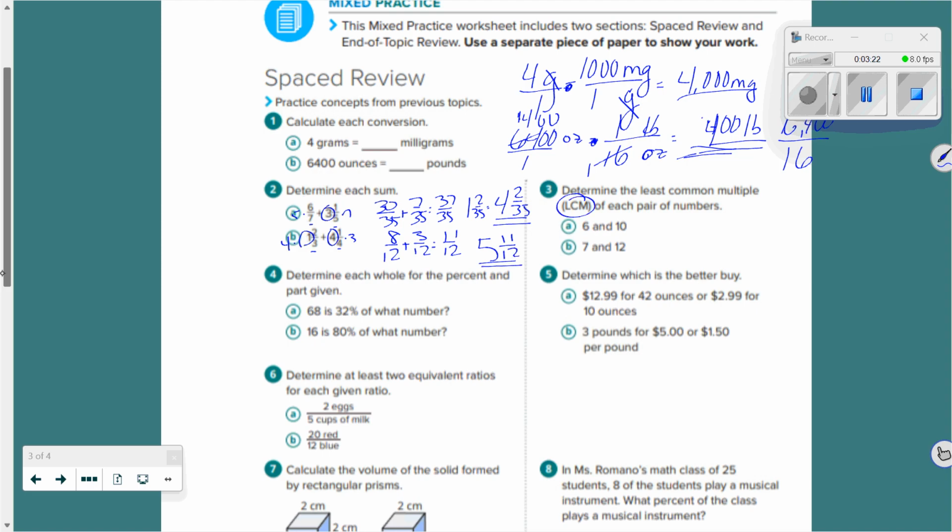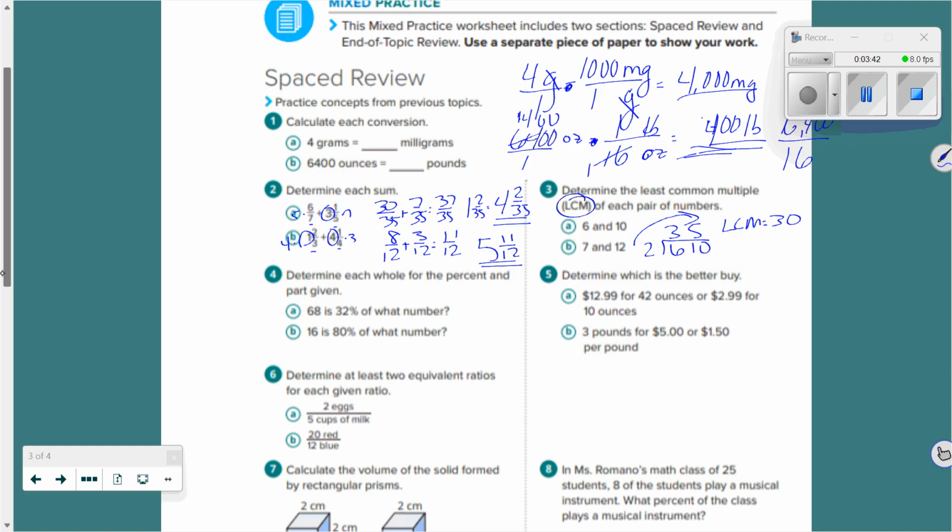LCM. That's where your 4 key numbers come in. 2, 3, 5, and 7. I have 6 and 10. What goes into both? 2. Gives me a 3 and a 5. Those are 2-line numbers, meaning I'm just multiplying all of them. 2 times 5 is 10, times 3 means the LCM is 30.